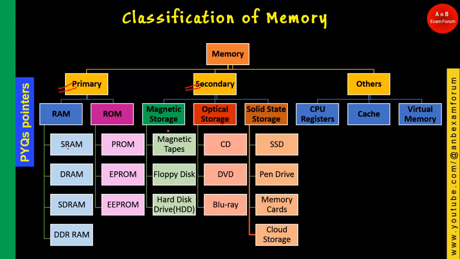Coming to the secondary storage: magnetic storage, optical storage and solid state storage. In magnetic storage we have 3 types. In optical storage, commonly these are the 3 types: CD, DVD and Blu-ray. Whereas solid state storage is commonly used as secondary memory in computers. Apart from these, there are certain other memories like CPU registers, cache and virtual memory that we are going to discuss in the upcoming slides. Okay.